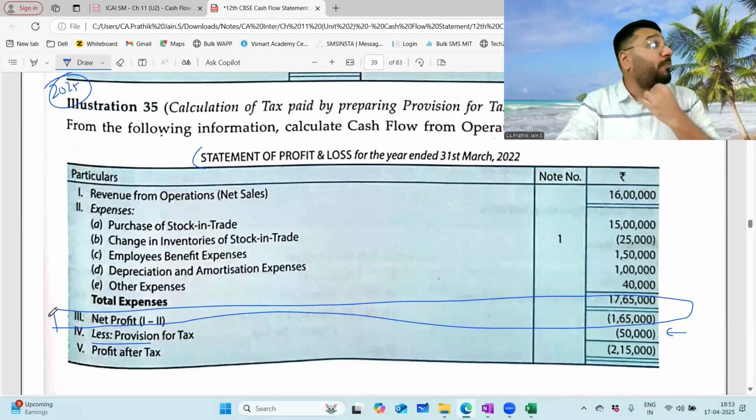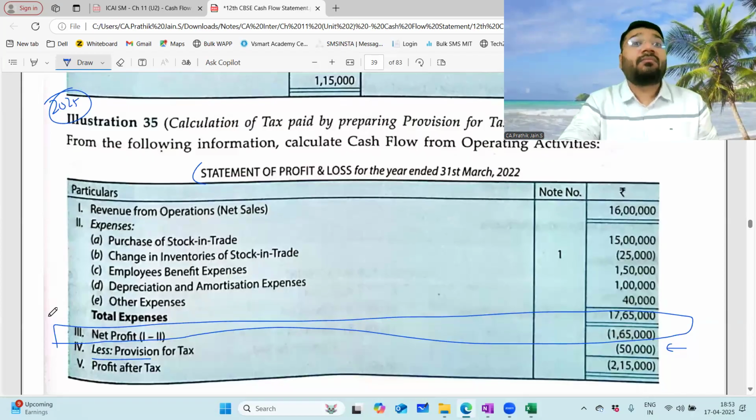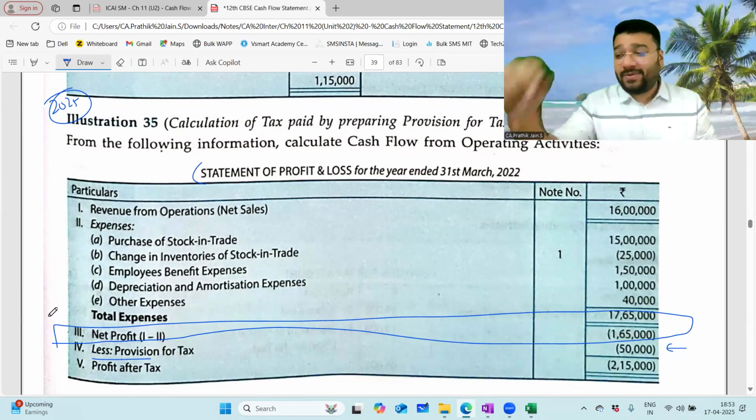All of you have the PDF. Open the PDF in your phone. This is question number 35. Loss outcome provision. Very good question.